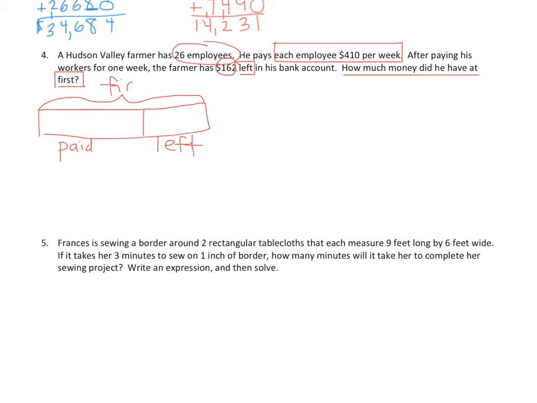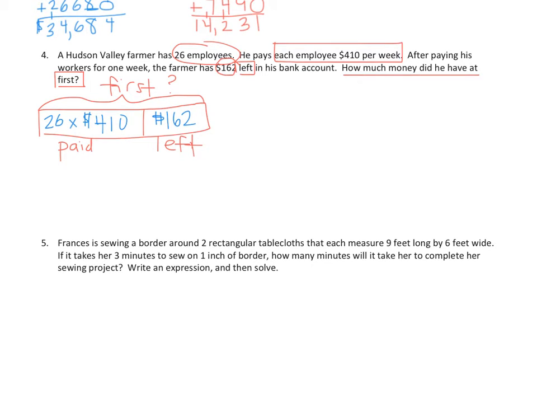So I'm going to write the word first and then put a little question mark because we don't know how much yet. But we can fill in the rest of the tape diagram. How much did he pay? We don't know exactly the price yet, but we do know that if he has 26 employees and each employee gets paid $410 per week, we can figure that out. And we do know that he has $162 left. So once we figure this out, we're going to add it to 162, and that's going to tell us how much he started off with.